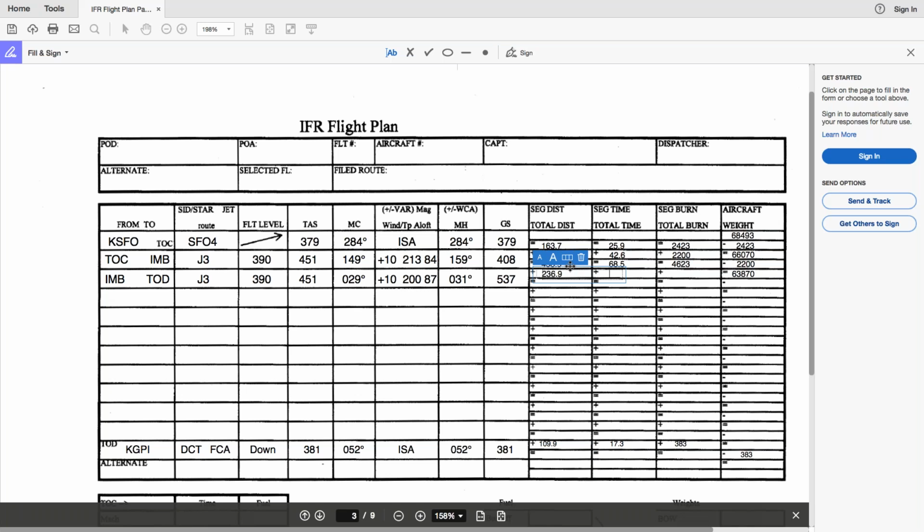So that gives us a total of 0.4411. Times that by 60, and that gives us 26.5 minutes. Okay, 26.5 minutes. Now we've got to figure out our fuel.